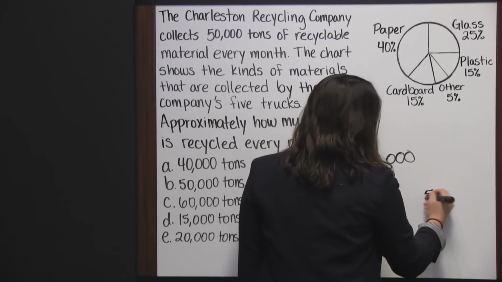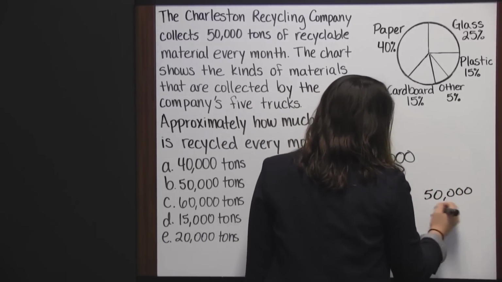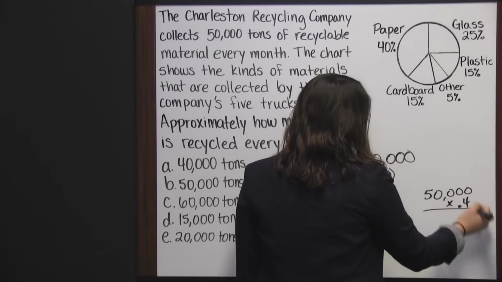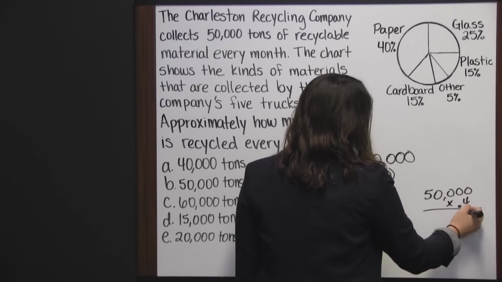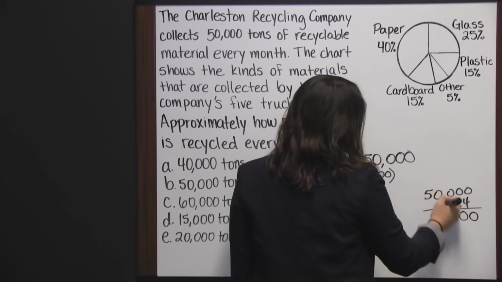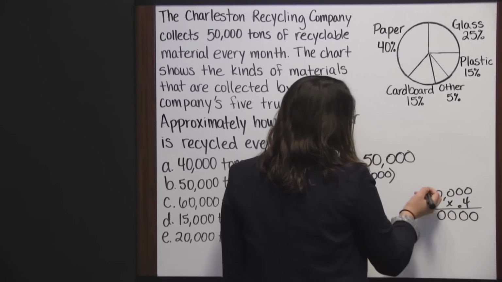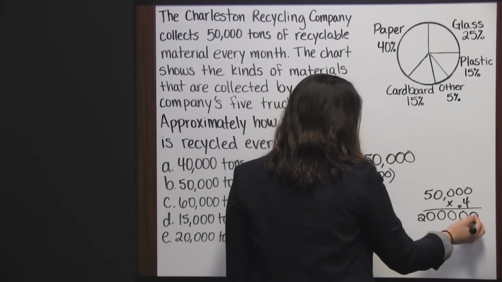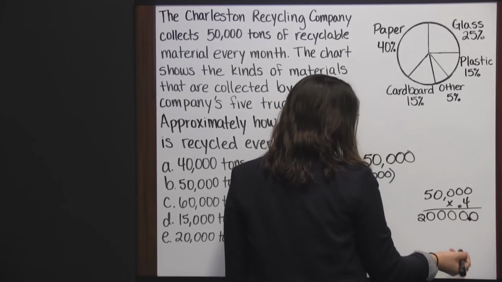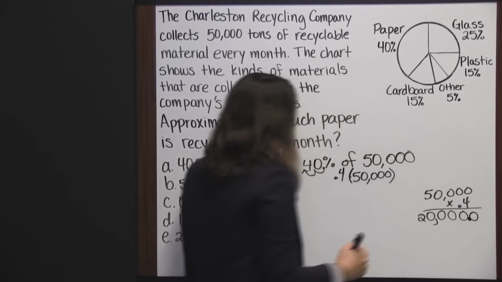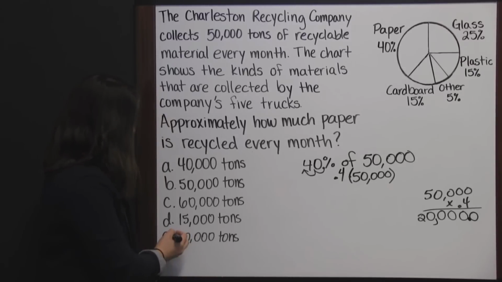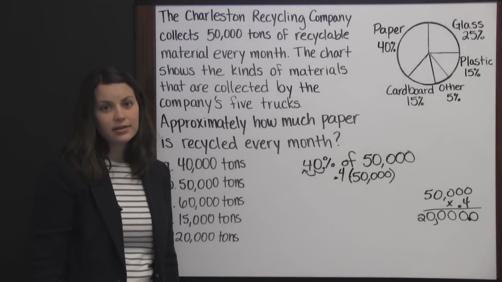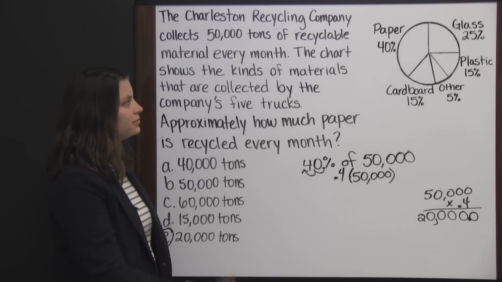So we have 50,000 times 4/10. 4 times 0 is 0, 4 times 0 is 0, 4 times 0 is 0, 4 times 0 is 0, and 4 times 5 is 20. We have one number behind the decimal, so our answer should have one number behind the decimal, and we get 20,000 tons. So 20,000 tons of the total 50,000 tons of recyclable material is paper.